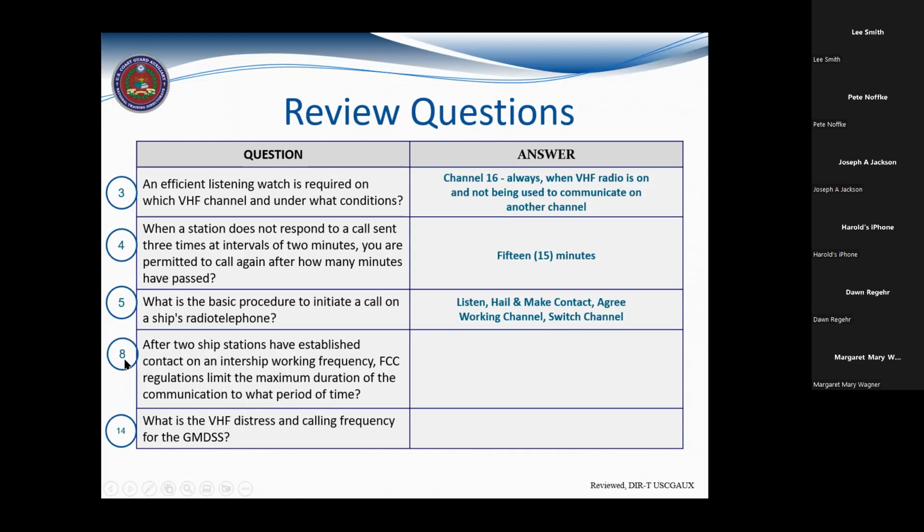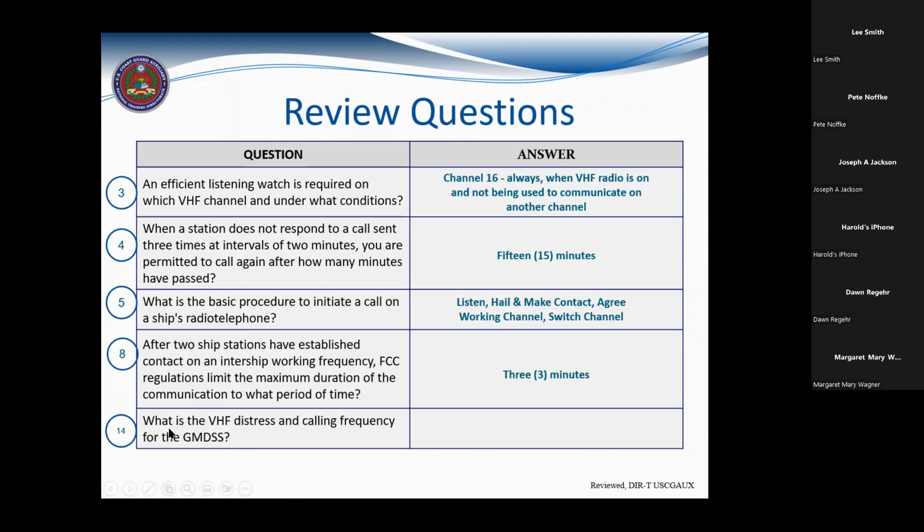This jumps to question 8. After 2 ship stations have established contact on an intership working frequency, FCC regulations limit the maximum duration of the communication for what period of time? 3 minutes. 3 minutes is correct.